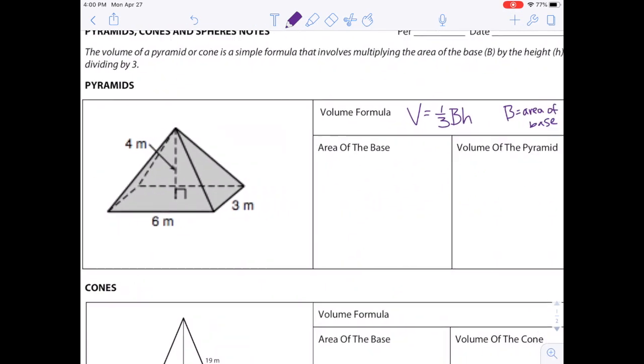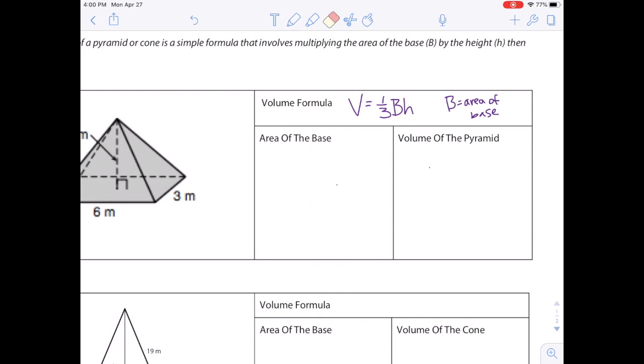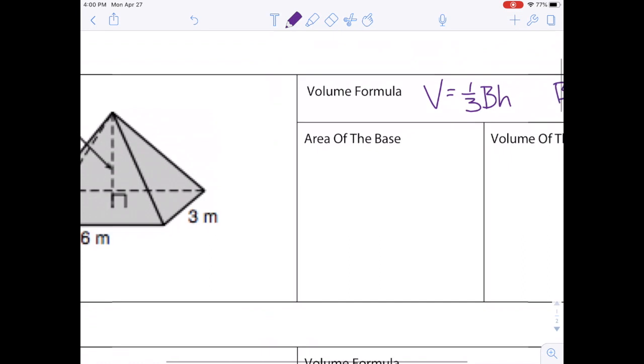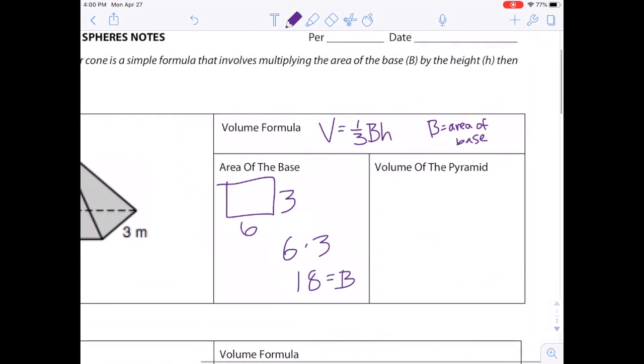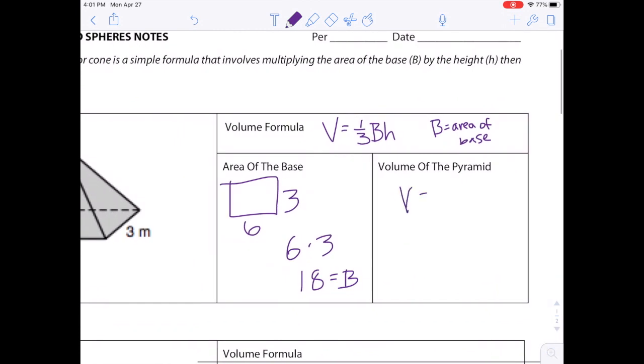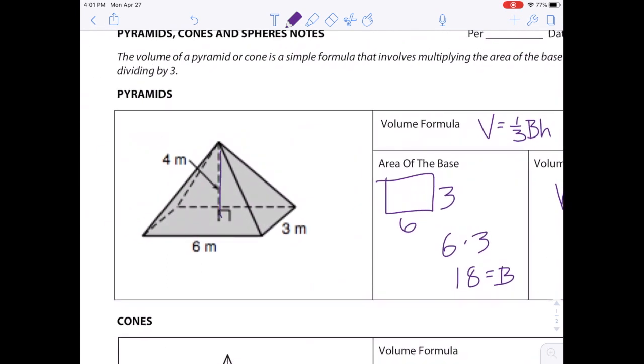So again, I've got the little 2-column thing, which will not be on your worksheet, so you have to do that yourself. Our base here is a rectangle, 6 by 3, so the area of that rectangle, 6 times 3, is 18. That is our big B. We go over to find the volume. We'll do 1/3. Our big B is 18. And our height, making sure that it's the one that's going straight up. You're really looking for that right angle symbol.